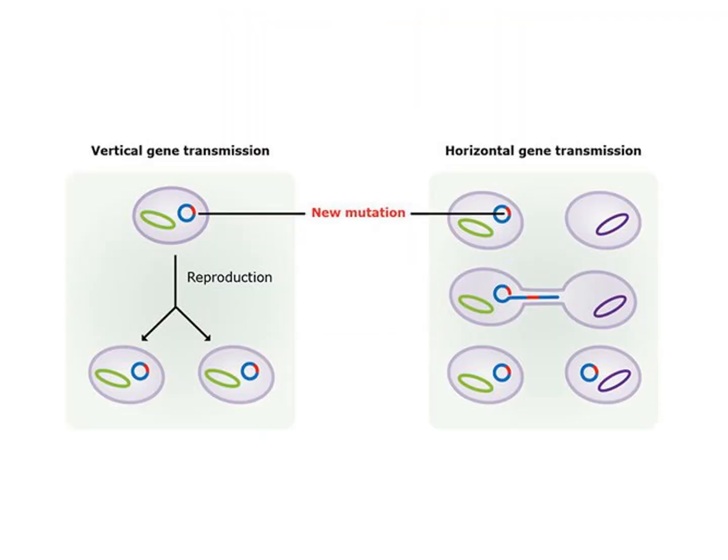Okay, so before we start looking at different types of selection, we'll have a look at the different ways that genetic material can be passed on. And the first way is through vertical gene transfer. And this is where genes are passed from parent to offspring.